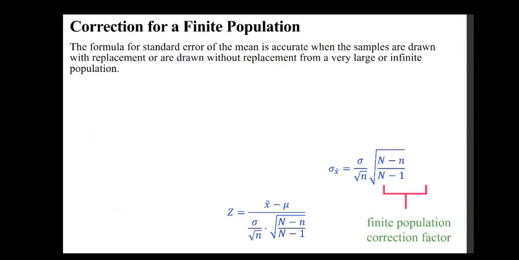Correction for a finite population. The formula for standard error of the mean is accurate when the samples are drawn with replacement or are drawn without replacement from a very large or infinite population. What you're looking at is called the finite population correction factor. I want to quickly explain that to you. You don't have to worry about it too much, but I want to tell you what that means.